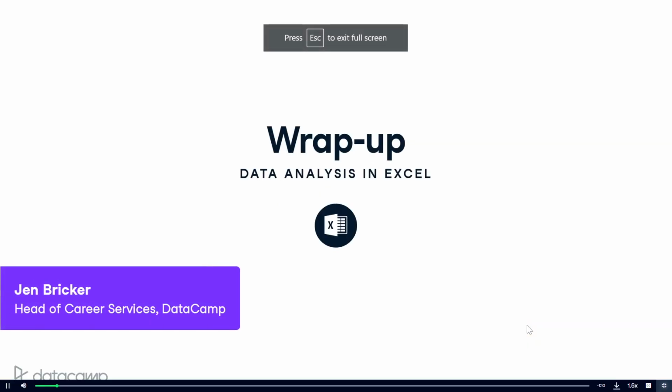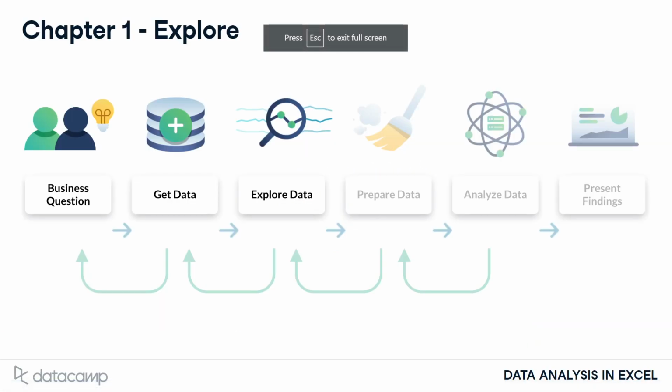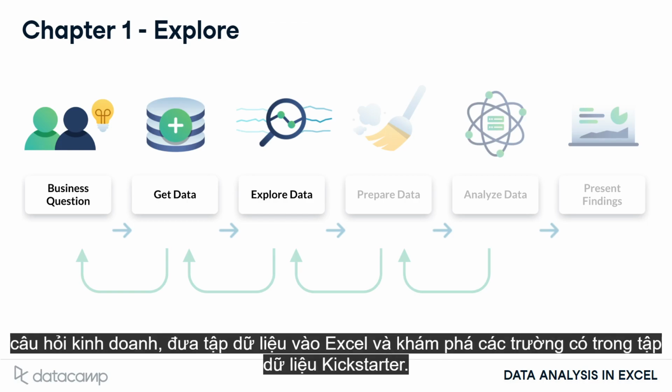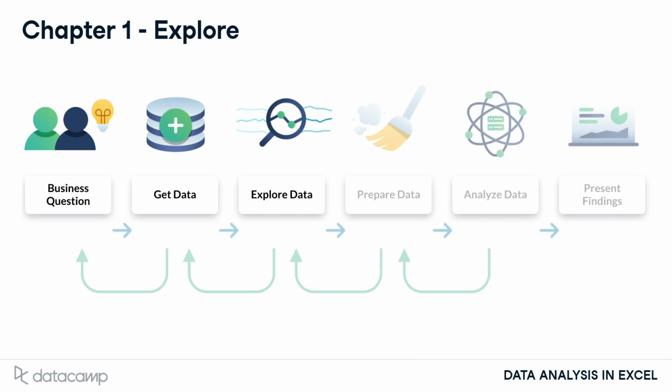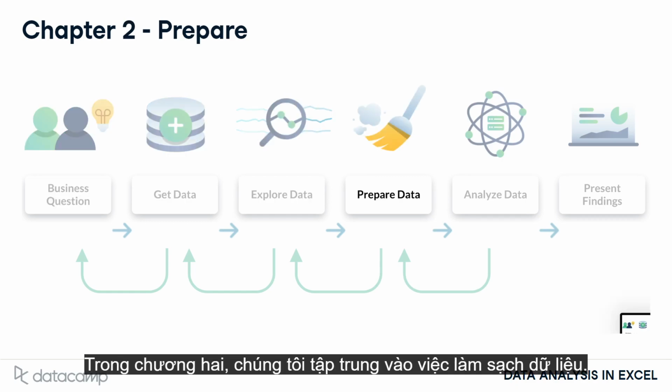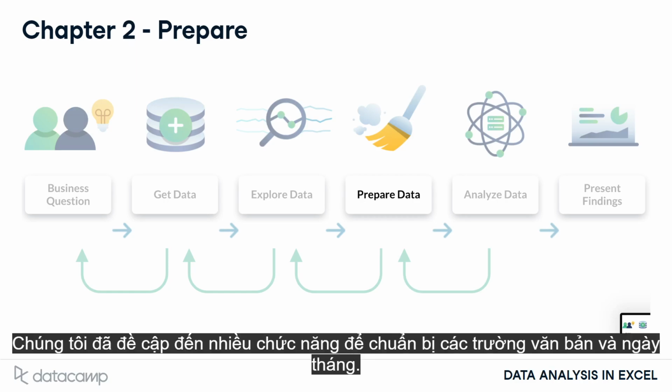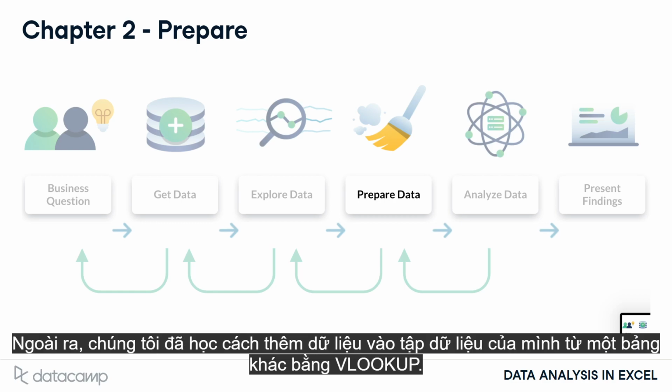Well done. Let's review what you've learned throughout the course. In Chapter 1, we discussed the data analysis process and started applying it by forming the business question, getting the dataset into Excel, and exploring the fields included in the Kickstarter dataset. In Chapter 2, we focused on cleaning the data. We covered a variety of functions to prepare text and date fields. Additionally, we learned how to add data into our dataset from another table with VLOOKUP.